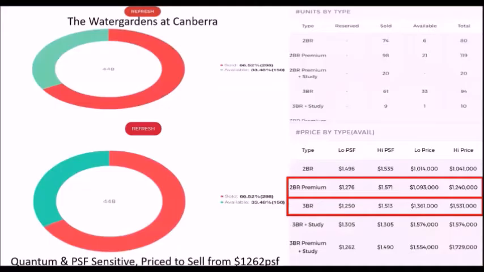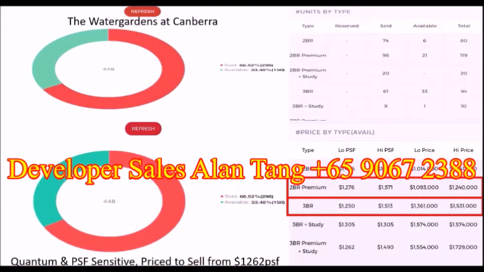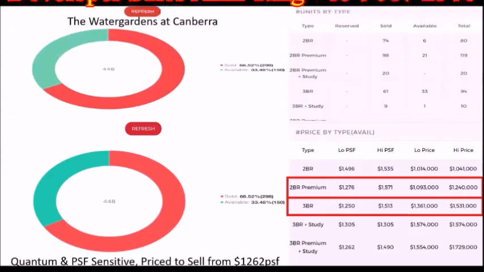These are our available stock at Watergarden. Because yesterday we sold 2 units, so now our available units left are 148 units, with most types being the 4 bedroom as well as the 3 bedroom. But the ones that I've highlighted in the box are the ones that will move the fastest because of the quantum sensitivity. Most people in the market will either look for 2 bedroom or 3 bedroom.